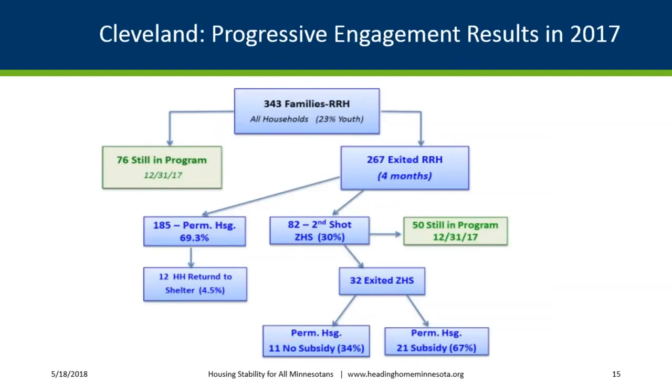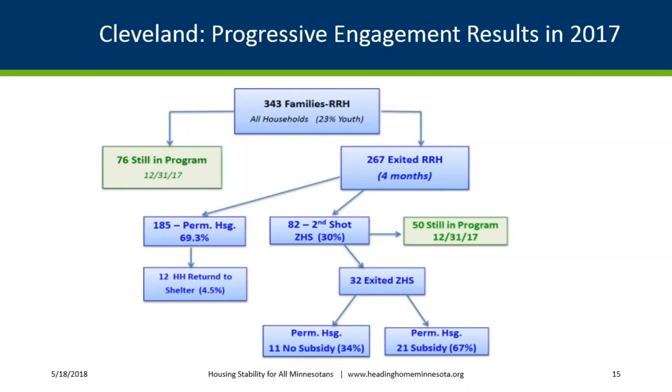These are their 2017 numbers. In 2017, 343 families were served in a rapid rehousing program. Some of them were still in at the end of this data, so we're just going to allow that they were still in the program. But 267 families finished that 4-month program, and of those, 70% were done after 4 months.